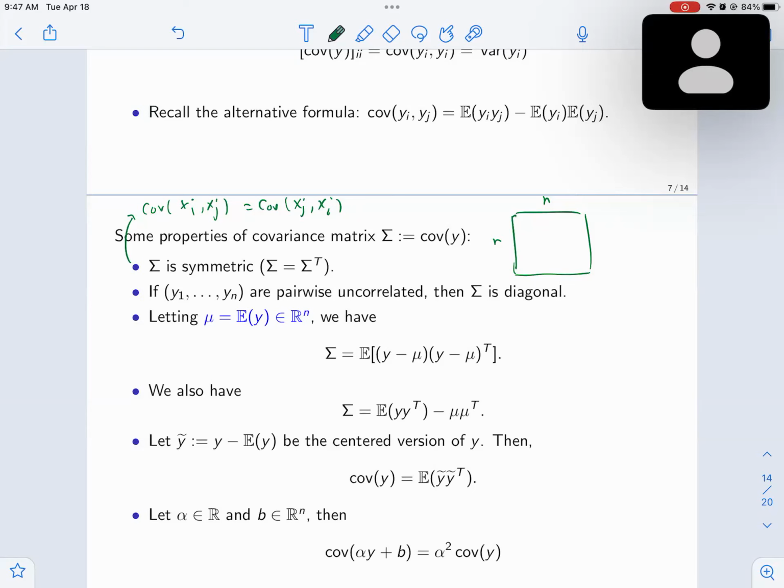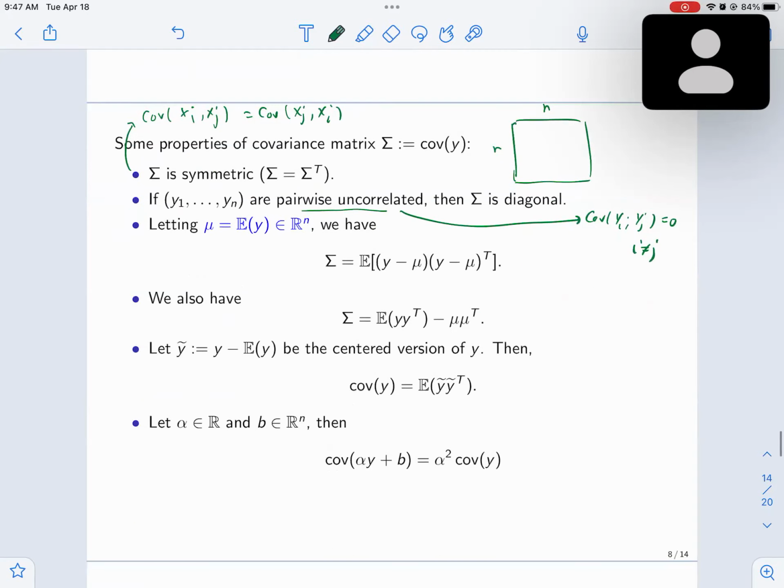If the elements of the vector y are pairwise uncorrelated, so pairwise uncorrelated means covariance of yi, yj is equal to 0 if i is not equal to j. So every off-diagonal element is going to be 0 by definition. So the covariance matrix will be diagonal. So you only have the variances on the diagonal. This is sort of almost the definition.